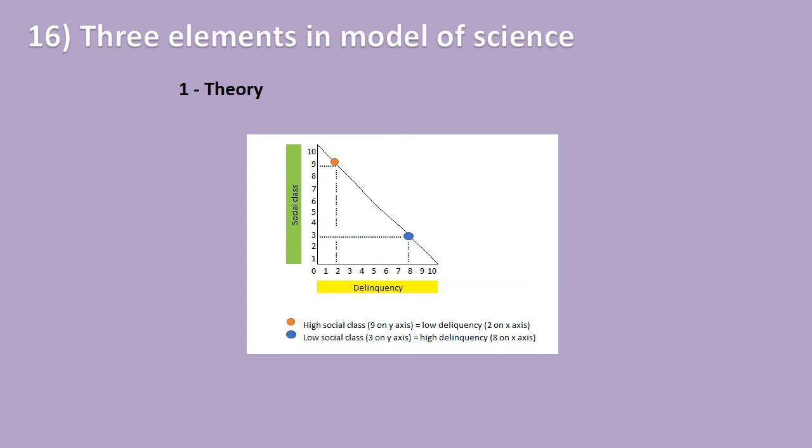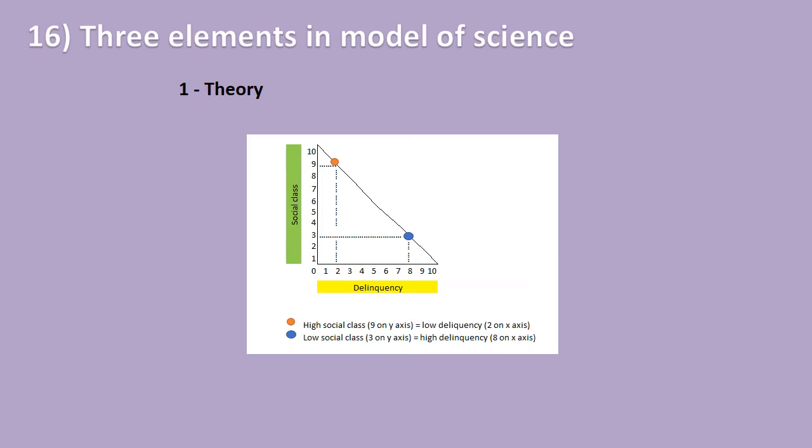Three elements of the model of science are theory, operationalization, and observation or hypothesis testing. I'm going to start out using the same example that Babbie uses in the textbook, comparing social class and delinquency. Now look at the first slide. You'll see a graph there.